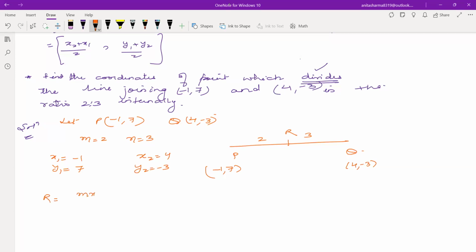So the formula was (mx2 plus nx1) upon (m plus n), comma, (my2 plus ny1) upon (m plus n). Okay. Now children, put the values in this formula and tell me the answer.